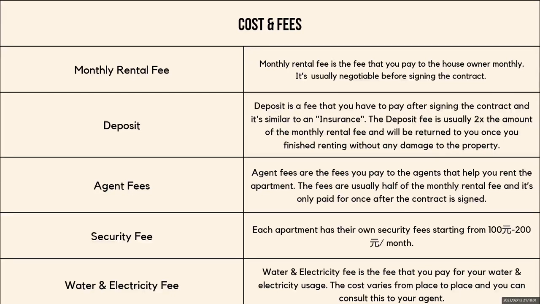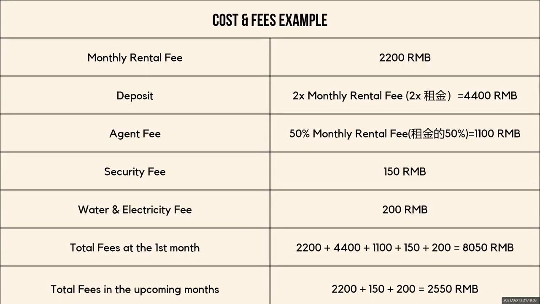Next, please. Yeah, and here is the example. If you see here, if your monthly rental fee is 2,200 RMB, the deposit will be 2 times of that, which is 4,400. And then the agent fee is 50% of your monthly rental fee, and it's 1,100. The security fee, I just set here as 150, just to take a middle ground from the 100 to 200 range that I said just now.